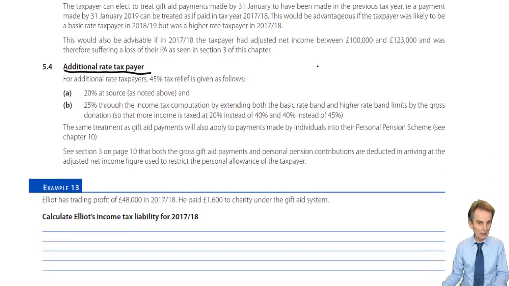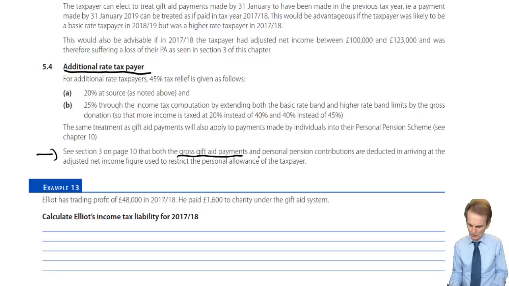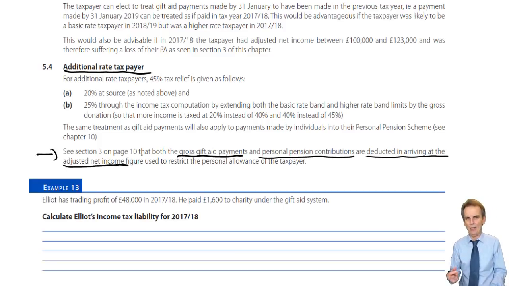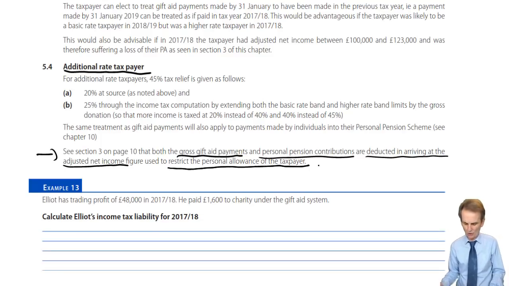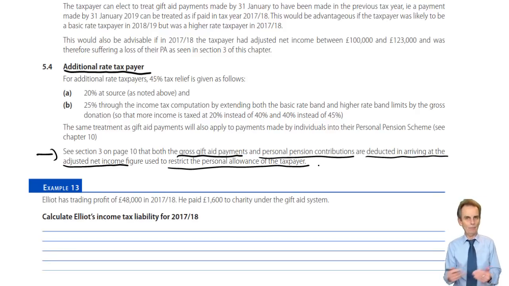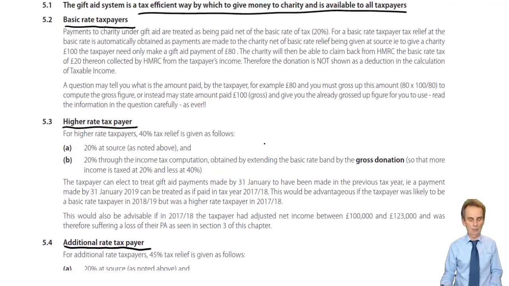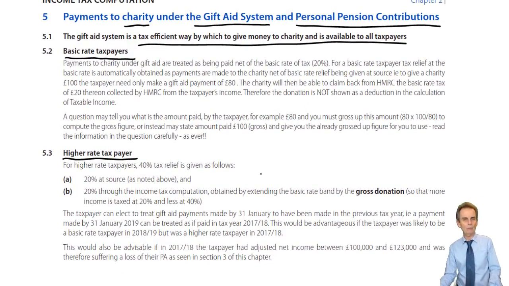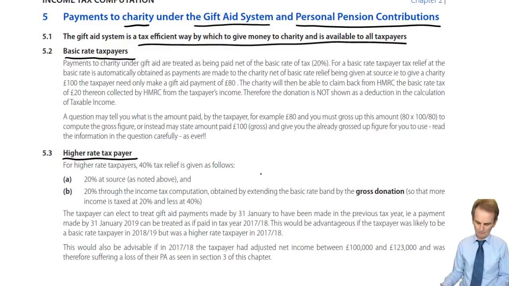What we've seen about these particular payments so far, and again, that was back in section 3, as this note says, is that both our gross gift aid payments and our gross personal pension contributions would be deducted in arriving at that adjusted net income, that ANI figure, which of course is the figure used in determining what restriction there will be in the personal allowance of the taxpayer. Now, it refers there to gross, so we've got to understand the difference between the gross amount of the payment and the net amount of the payment. So let's go back to note 5.2 for basic rate taxpayers.